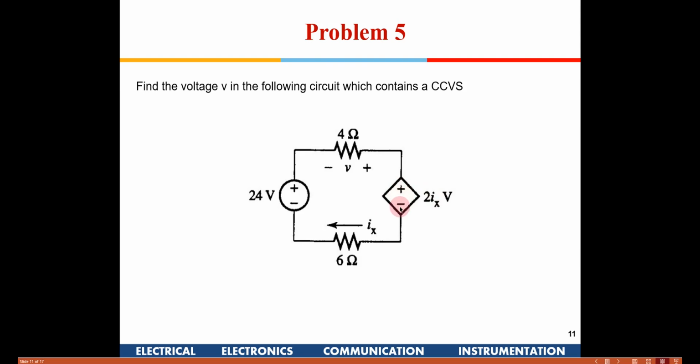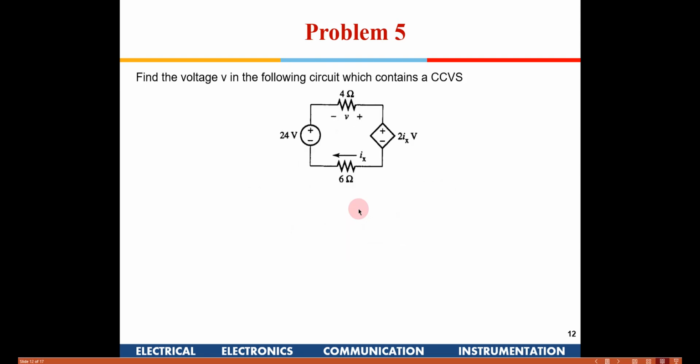So you have plus and minus here, 2Ix. We need to find out what is Ix, and 2Ix will be the voltage across this. Once that is known, this circuit becomes pretty simple. So how to handle these kinds of questions?